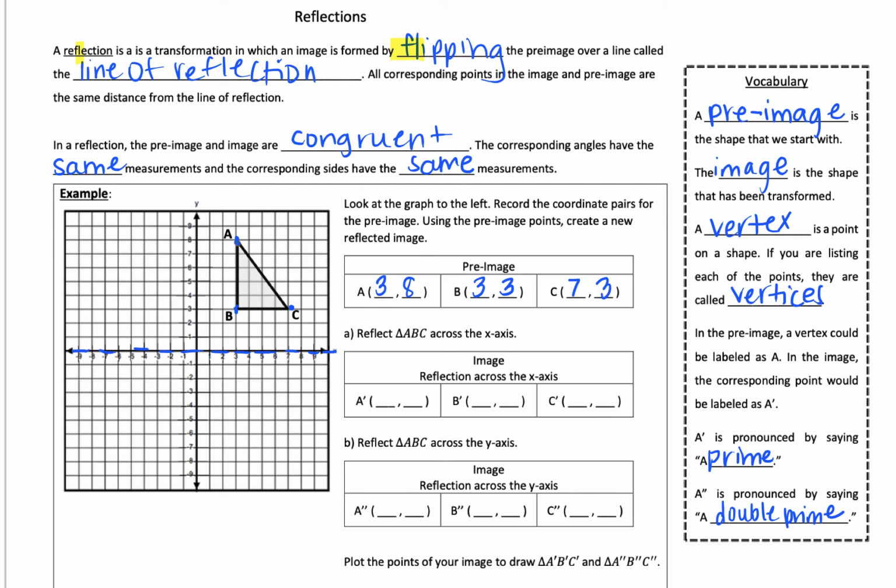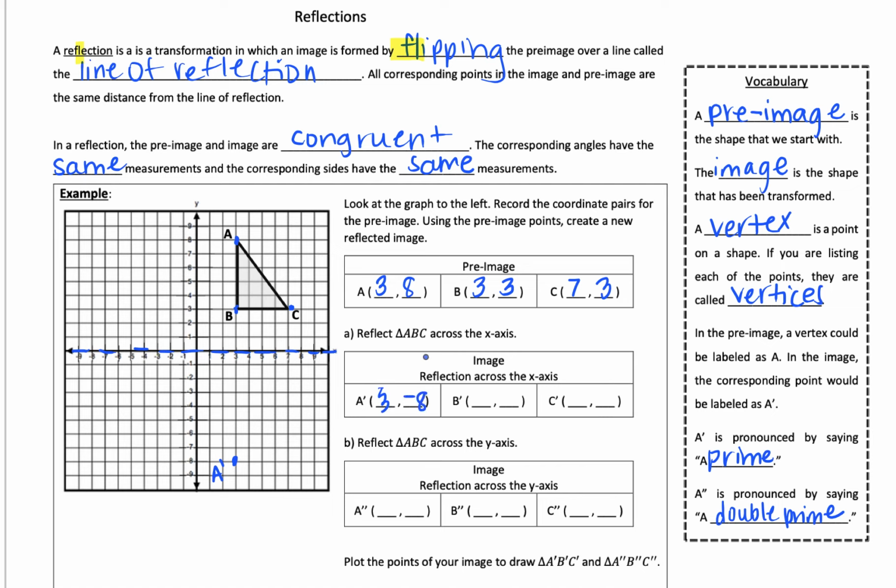So what we have to do is take each of our points, count how many units away from the x-axis is that point, and then count that many boxes away in the opposite direction to plot the new point. So point A, we have 1, 2, 3, 4, 5, 6, 7, 8 units to the line of reflection. I'm going to keep it lined up, at the same x value of 3, but I'm going to count 8 units in the opposite direction. So 1, 2, 3, 4, 5, 6, 7, 8. So that puts my A prime point at 3, negative 8.